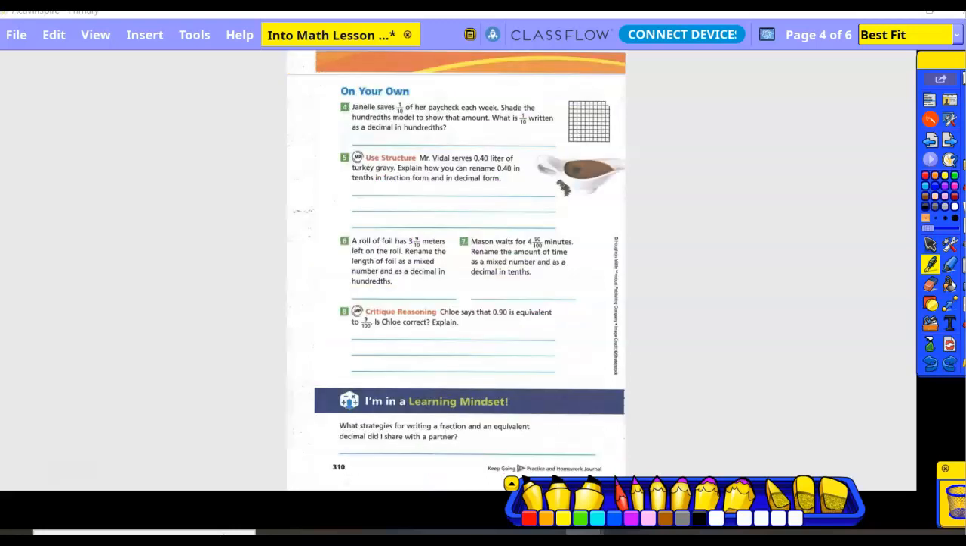On your own, number 4. Janelle saves 1/10 of her paycheck each week. Shade the hundredths model to show that amount. What is 1/10 written as a decimal in hundredths? Okay, so we just talked about how a 1 long is also equal to 10 hundredths, right? So how many of those columns am I going to color in? One of them.